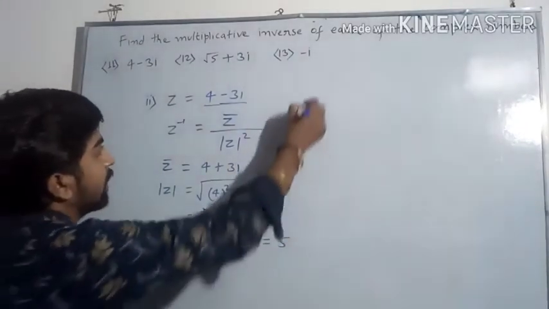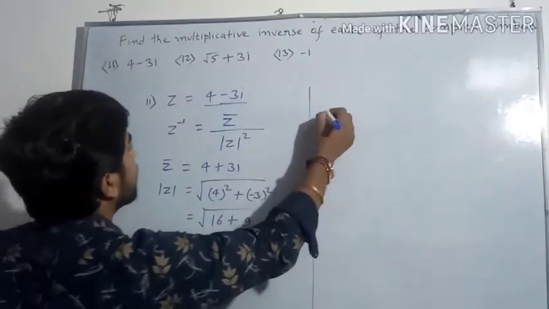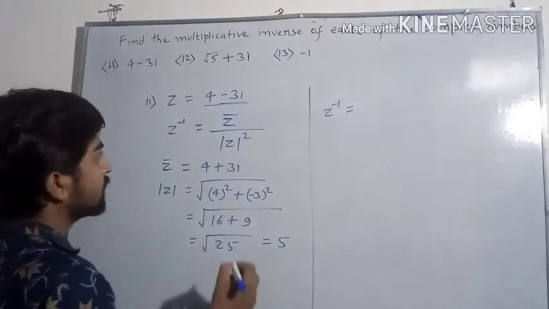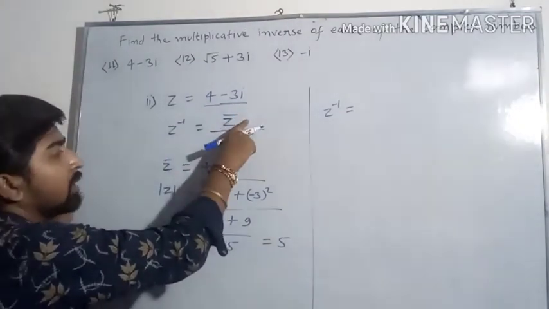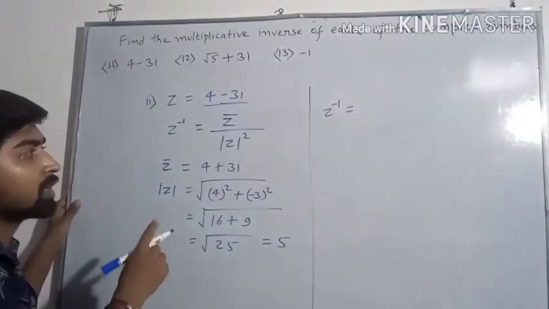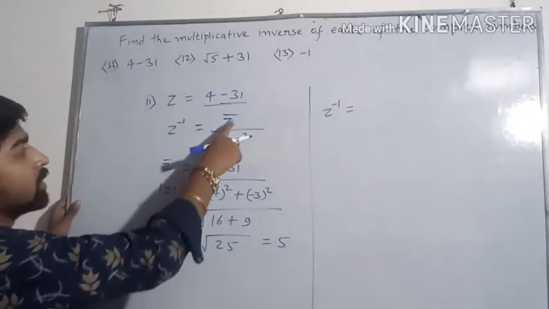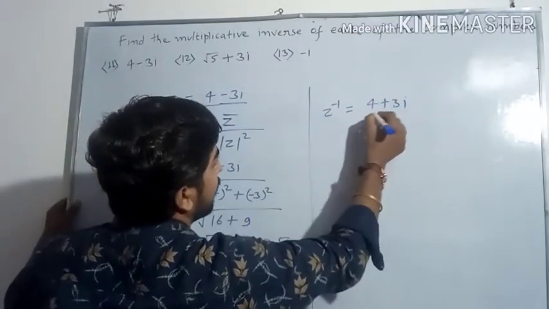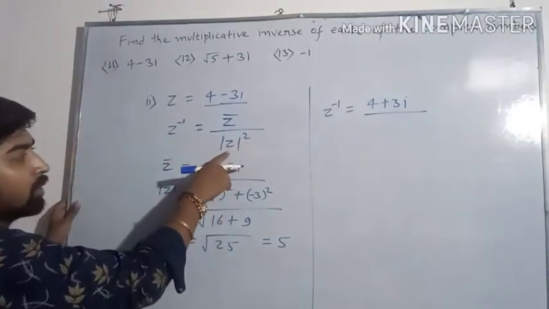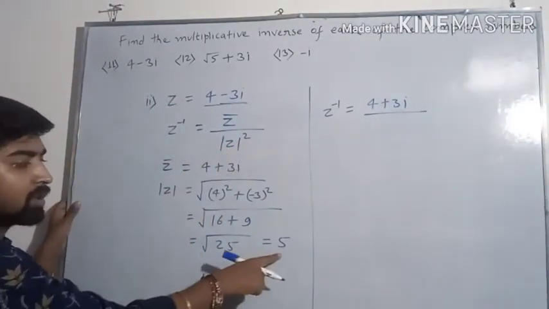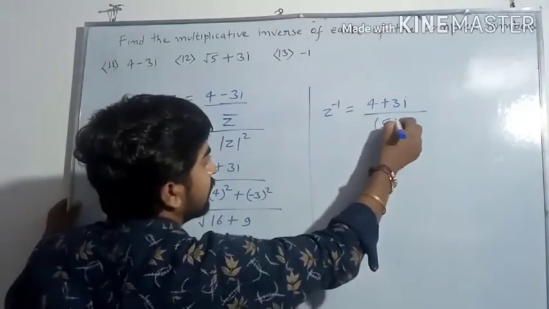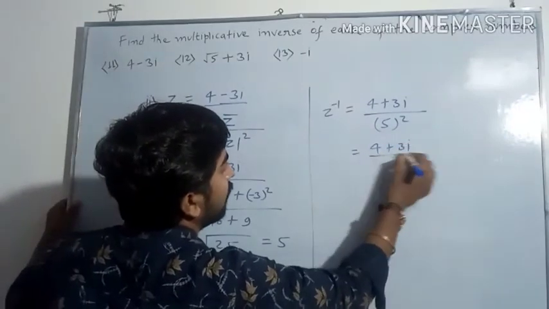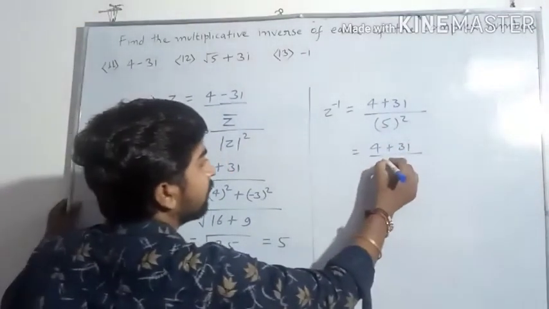Now let us find out z inverse. Z inverse means the multiplicative inverse of complex number z, which equals the conjugate of z upon the square of the modulus of z. Here the conjugate of z equals 4 plus 3i, upon the square of the modulus of z. The modulus of z is 5, and we take its square. Now 4 plus 3i upon the square of 5, which is 25.